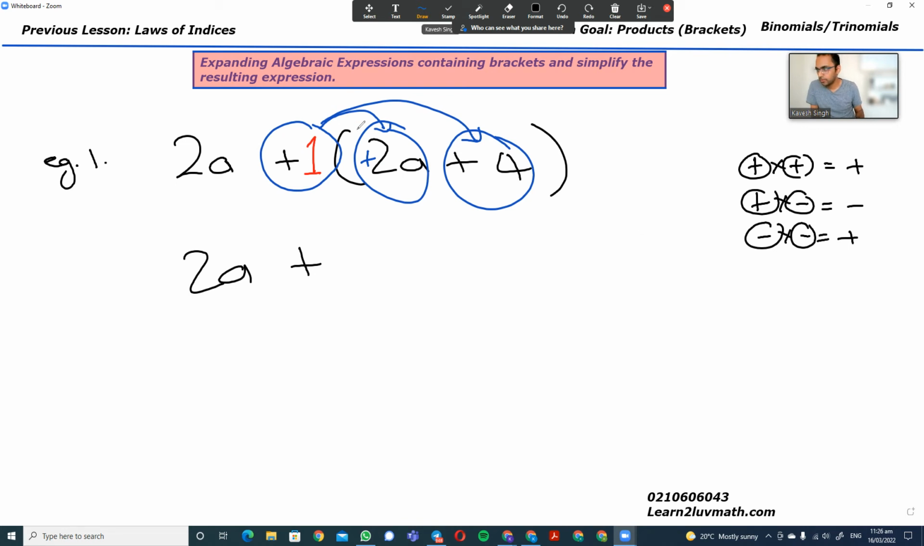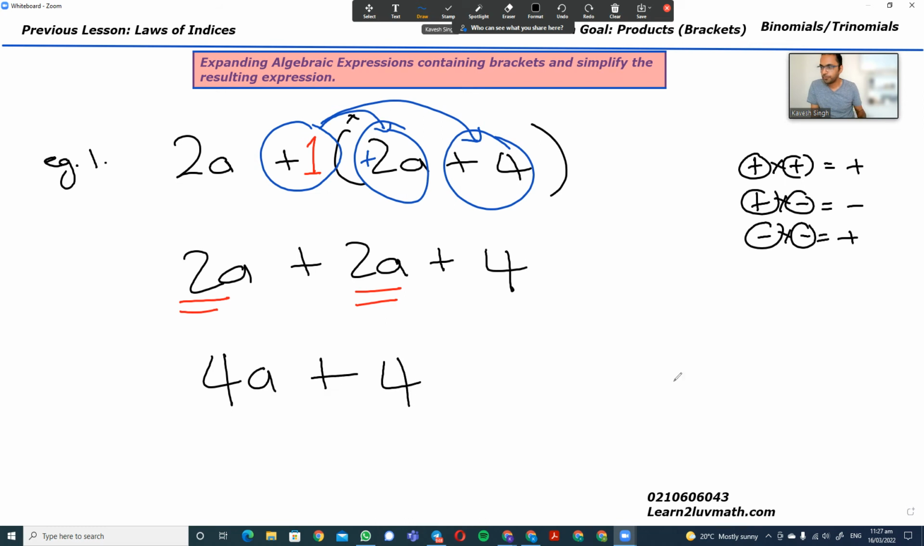So here we go, plus, and we're multiplying by 2a, we're going to get 2a. Plus times plus is plus. 1 times 4 is 4. Now we're going to gather like terms. All right, so I can see that 2a and 2a are like terms. So 2a plus 2a, like 2 apples plus 2 apples, is 4 apples. So that'll become 4a plus 4.